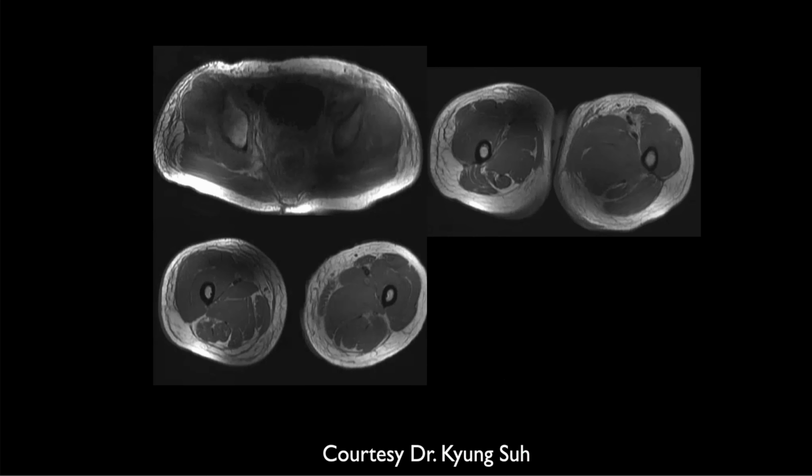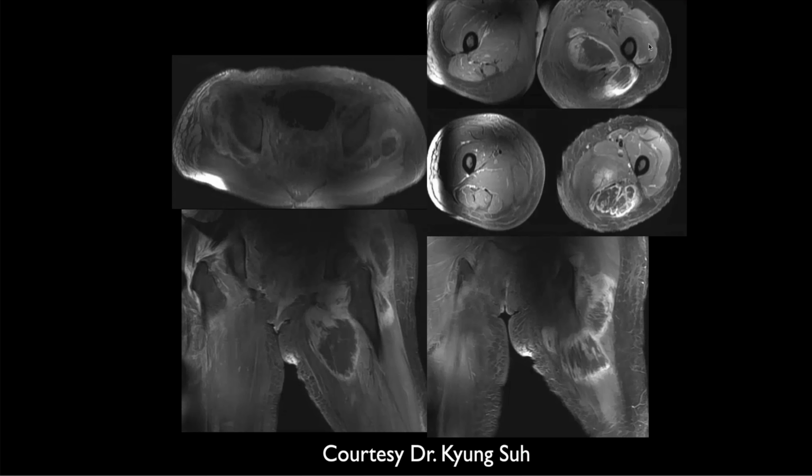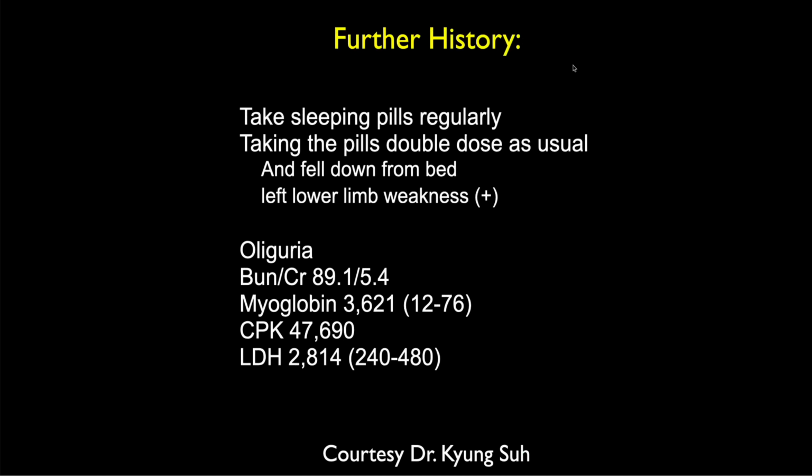On both sides. And then here we can see that there are areas which don't enhance centrally. What does that make you think about? Fluid, abscess. Could be fluid or it could be dead muscle tissue here. Necrotizing fasciitis, maybe. Okay, good.